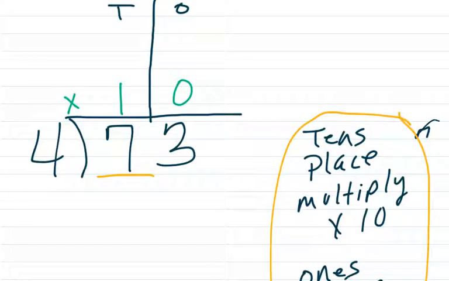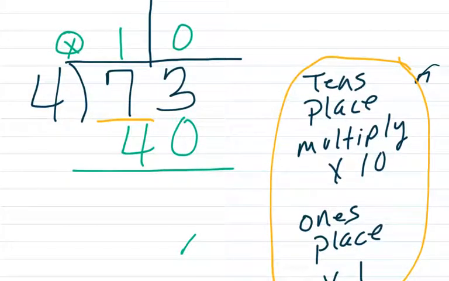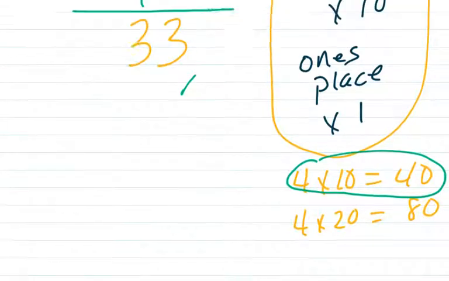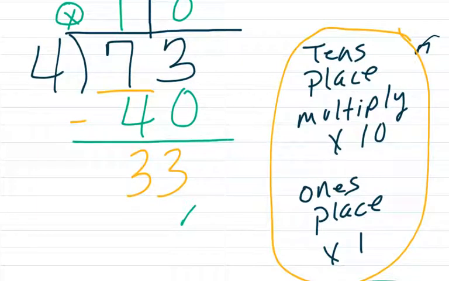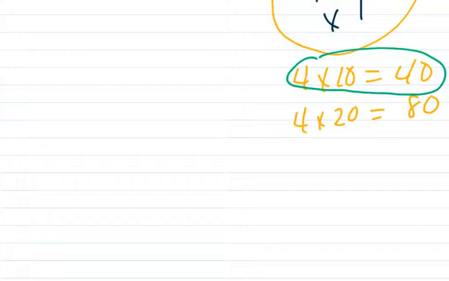Remember, next step is to multiply. 4 times 10 is 40. Now I subtract. So 73 minus 40 is 33. Now I go back and I look at my facts. My facts times 10. Well, 4 times 10 is 40, which is greater than 33. So now I need to know that I'm going to be looking at my ones place, and now that I'm going to be multiplying times 1.